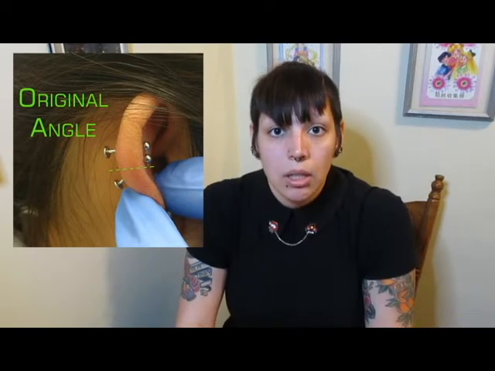Migration is when a piercing is pierced and then the jewelry kind of shifts from the original placement. So an example would be if you got braces on your teeth or a retainer in general. The retainer kind of shifts your body as it grows and moves into a different placement. That's kind of what migration is like.